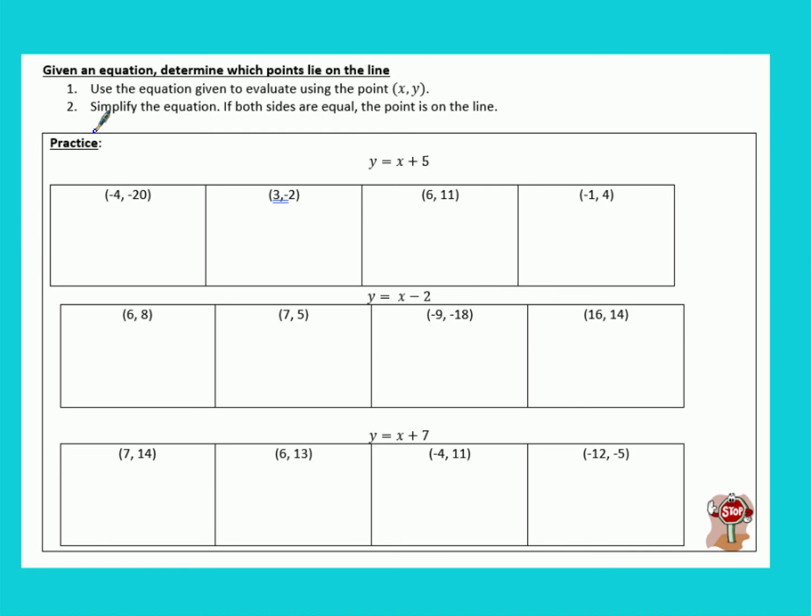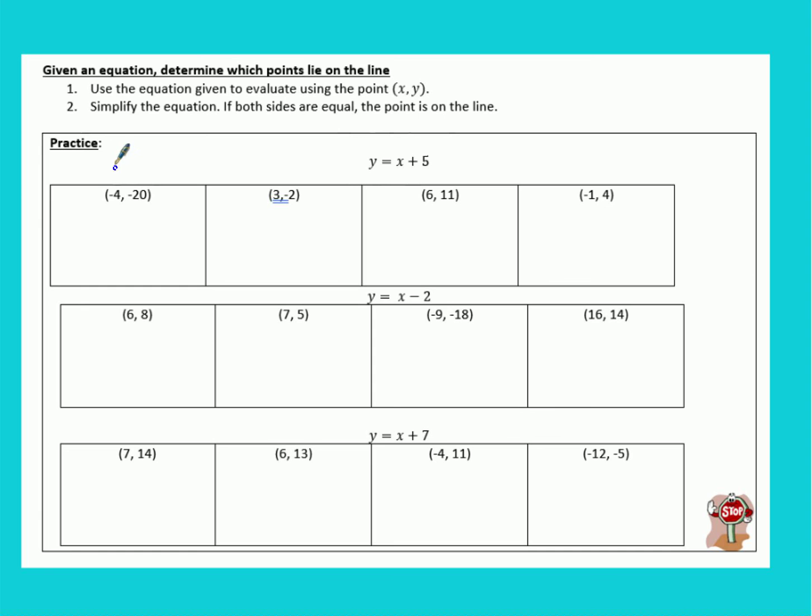Now in our last example for today, we're going to look at if we're given the rule, so the equation, we have to figure out if that point lies on that line. So we did this when we had some slope equations, and it's just going to be the same thing. We're going to use the x and y points and evaluate the equation for those x and y values. If both the sides are equal, then the point will be on the line.